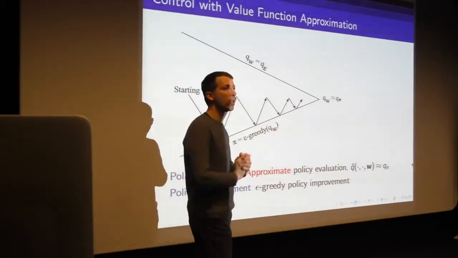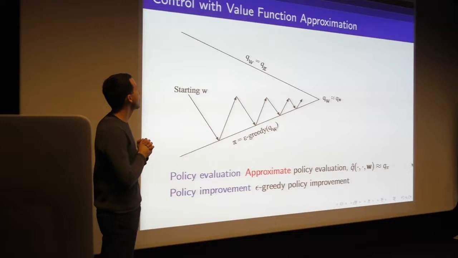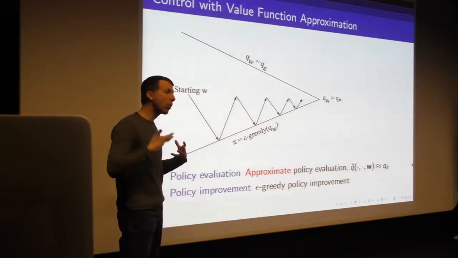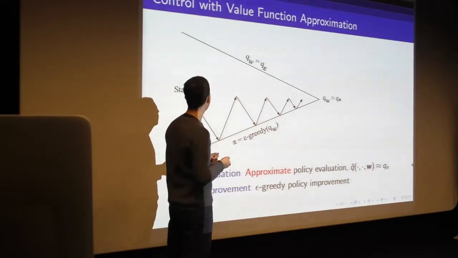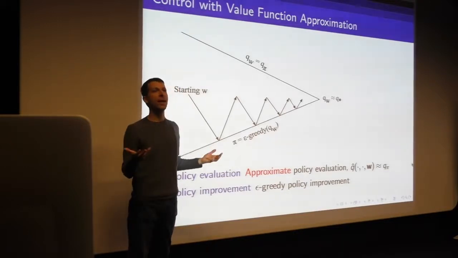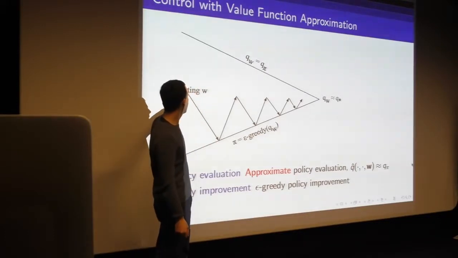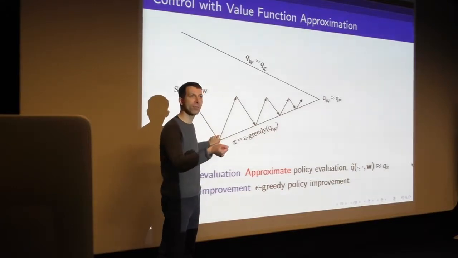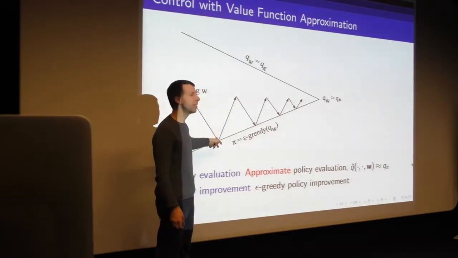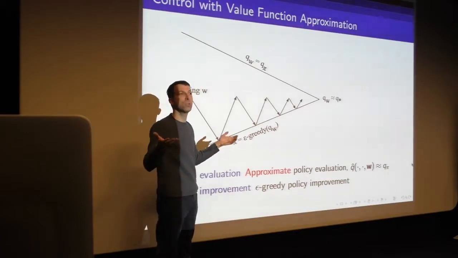Okay, let's move on to control. So we're going to use the same idea for control that we saw in the last lecture, where we're going to still build on our idea of generalized policy iteration, but now we're going to use approximate policy evaluation. So we're going to start off with some parameter vector, and that parameter vector is going to define some value function. And what we're going to do is basically act greedily with a little bit of epsilon exploration, for example, with respect to that value function that we've defined. So this might be our neural network. We act greedily with respect to our neural network. That gives us a new policy.